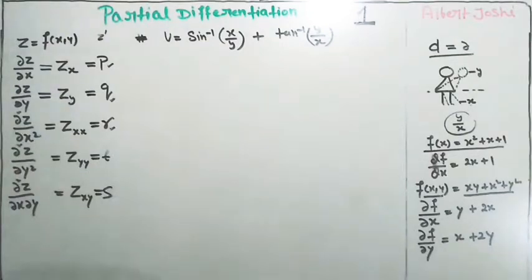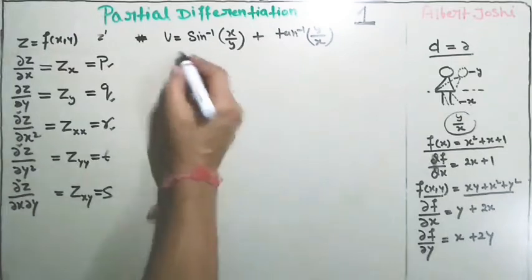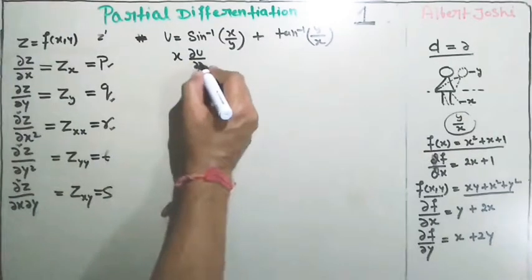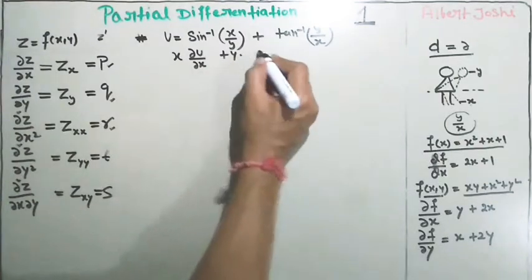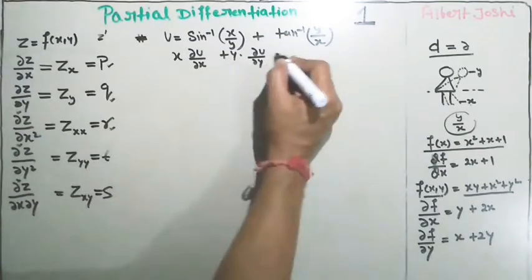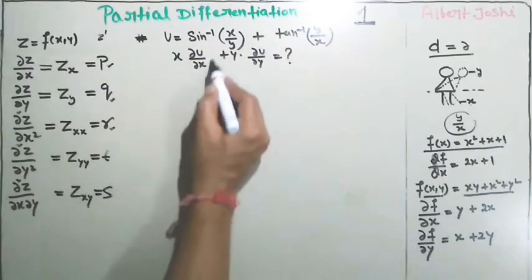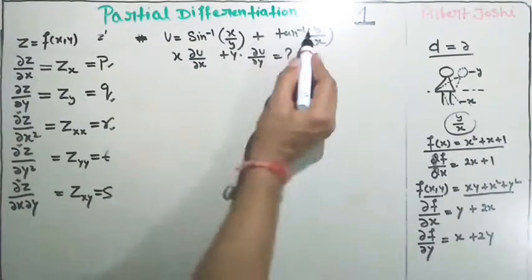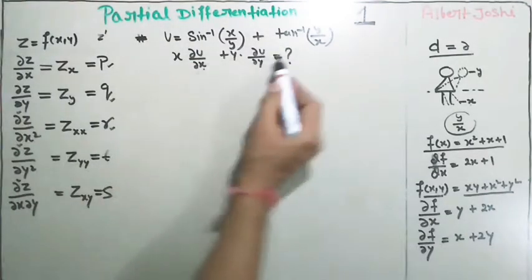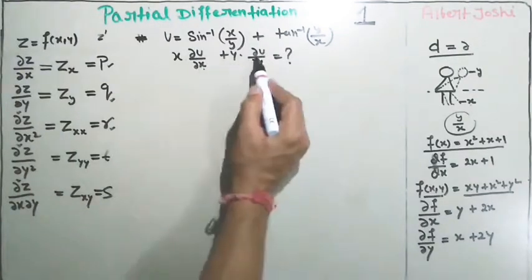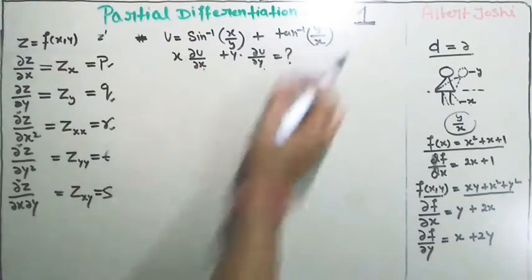They have asked to differentiate this function: x ∂u/∂x + y ∂u/∂y is equal to what? Now, if you differentiate with respect to x and with respect to y, then what value will you get? So you can see that here u means this. He has differentiated with respect to x, then differentiated with respect to y, then multiplied by x and y respectively, and then added, and then we got something.